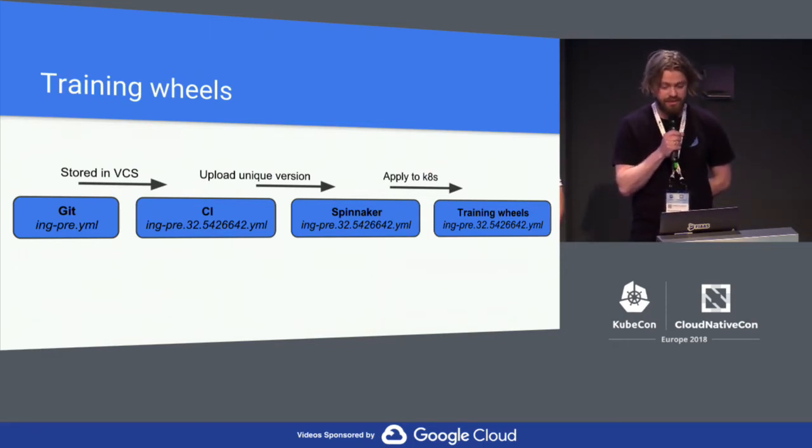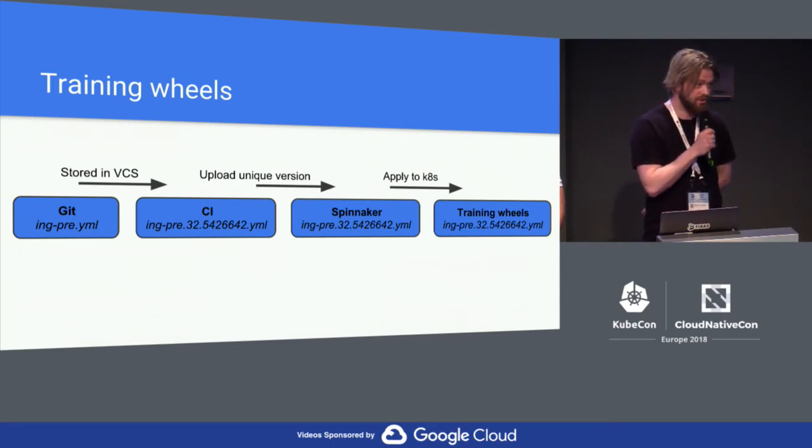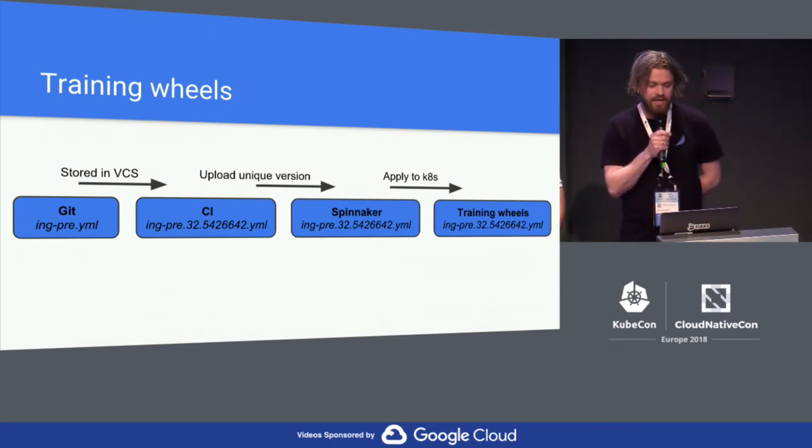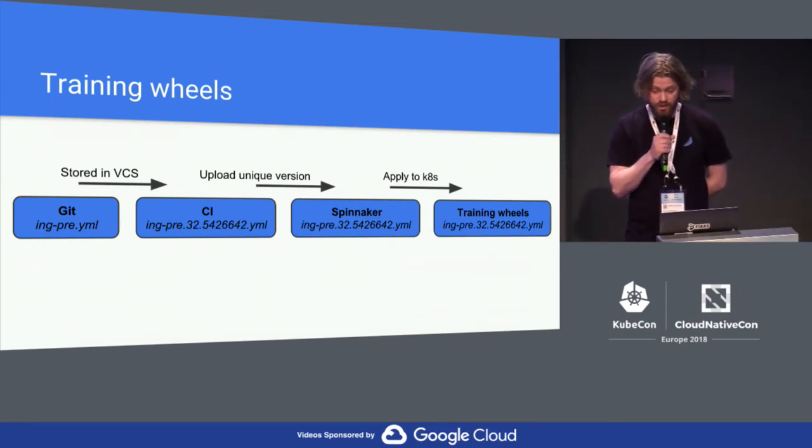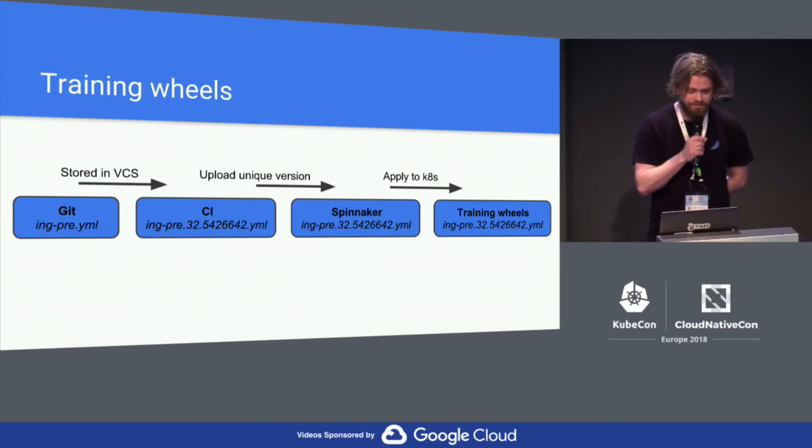There already is the generic stage in Spinnaker, which I mentioned earlier, the webhook stage. So we simply created a service which runs inside the Kubernetes cluster, where Spinnaker can push the manifests for it to provision into the clusters. We call this our training wheels.